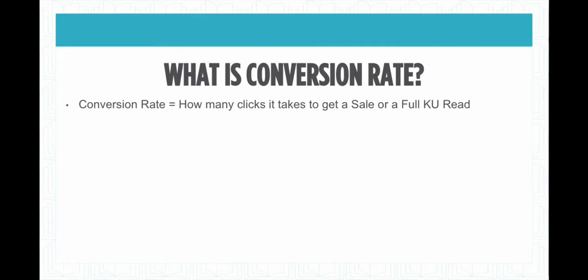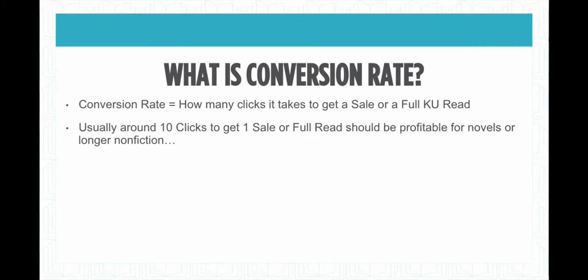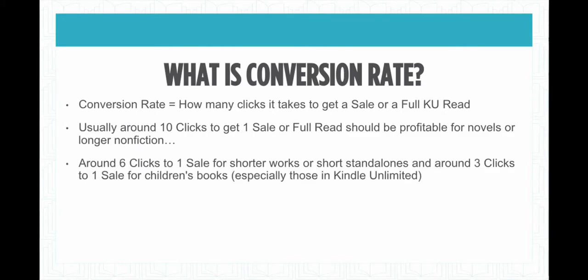Now, what is conversion rate? Conversion rate is essentially how many clicks it takes to get either a sale, someone buys your book, ebook or paperback or audiobook, or a full Kindle Unlimited read. They read your entire KU book from cover to cover. Usually, around 10 clicks to get one sale or a full read is going to be profitable for most novels or longer nonfiction. But if your book is a little shorter, a novella or a shorter novel, around 6 clicks to one sale might be a more accurate indicator of profitability.